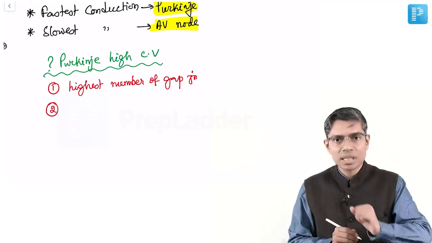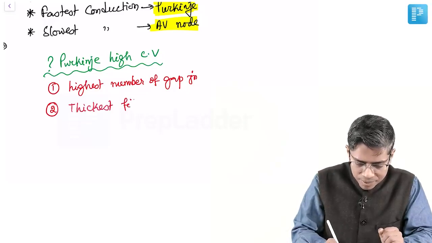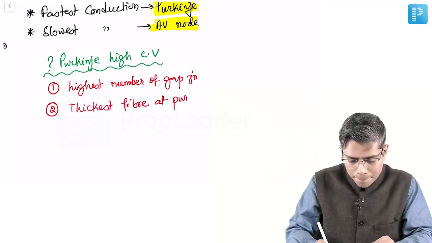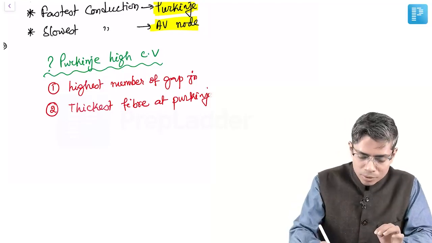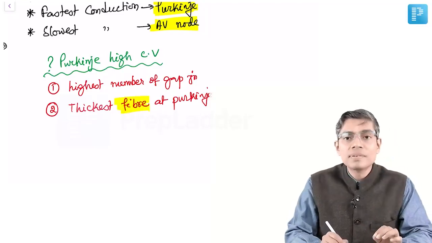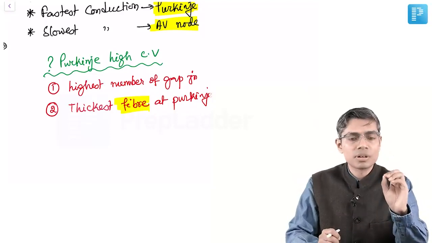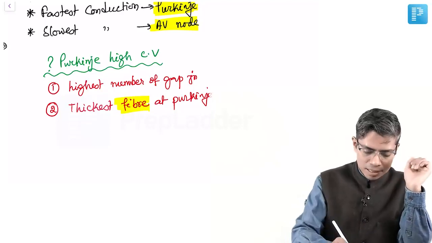Thicker the fiber, more will be the conduction velocity. So remember, the thickest fiber is there at the level of Purkinje fiber. Fiber means which fiber we are talking about? We are talking about modified myocardium fiber, because I told you the conducting system is composed of modified myocardium, right? So thickest fiber is present at the level of Purkinje fiber.